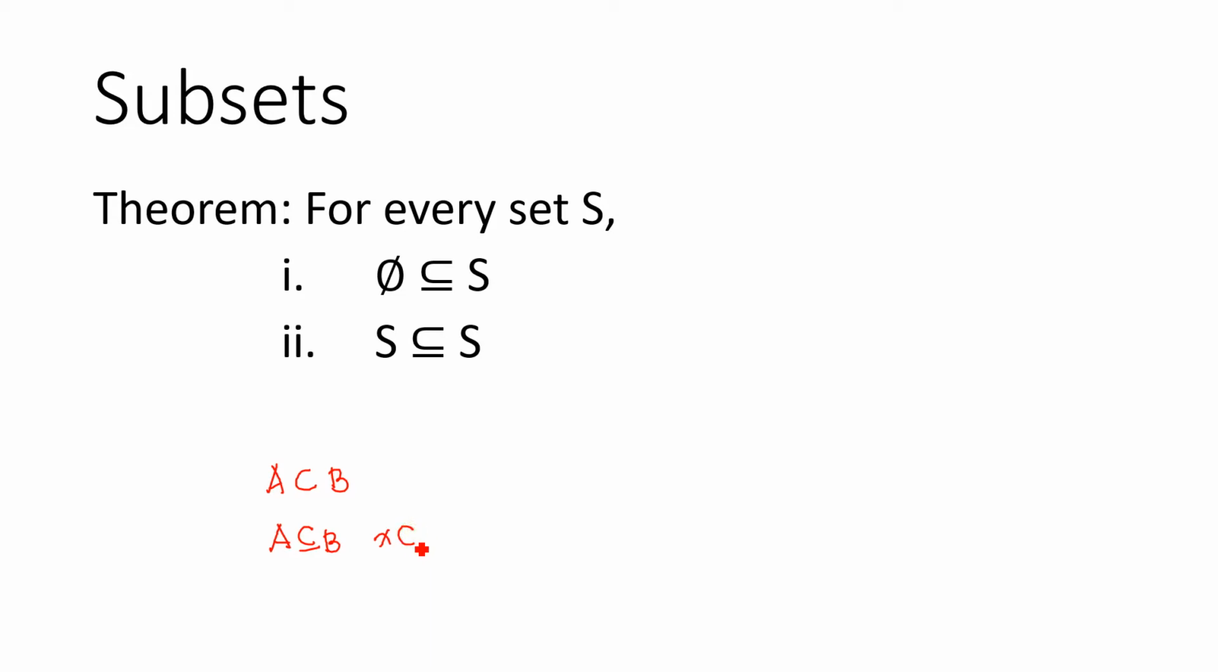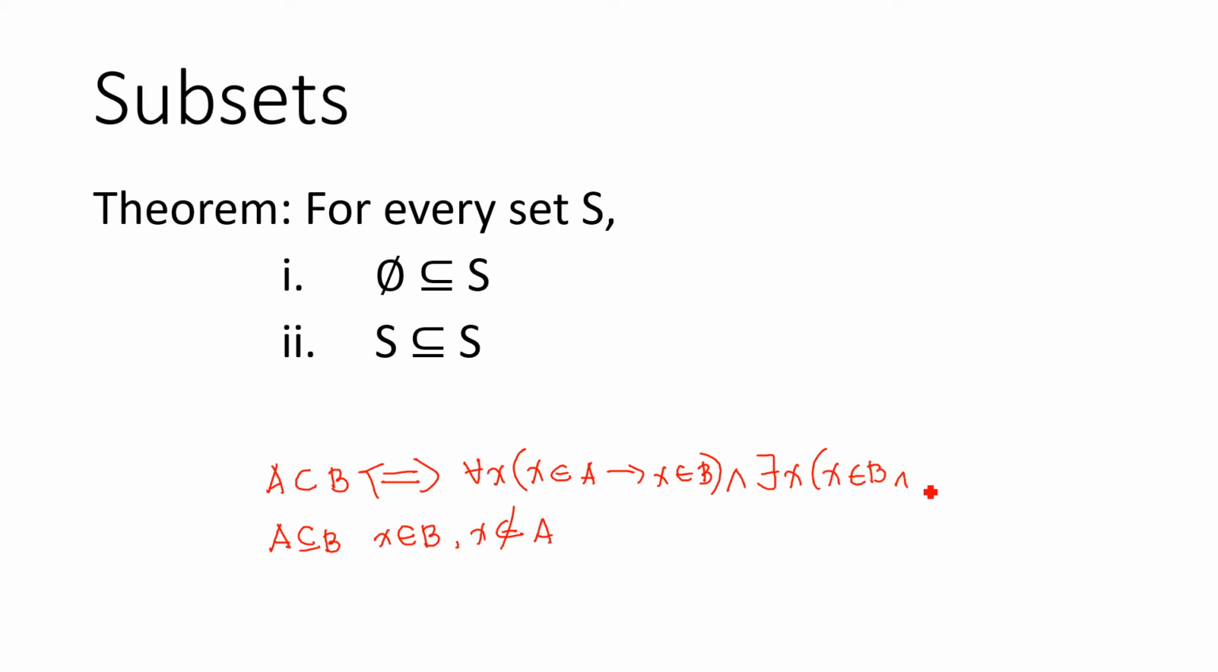In B that is not an element of set A. So A is a proper subset of B if and only if there exists an X where X is an element of A which is also an element of B, then there exists an X where X is an element of B and X is not an element of A.